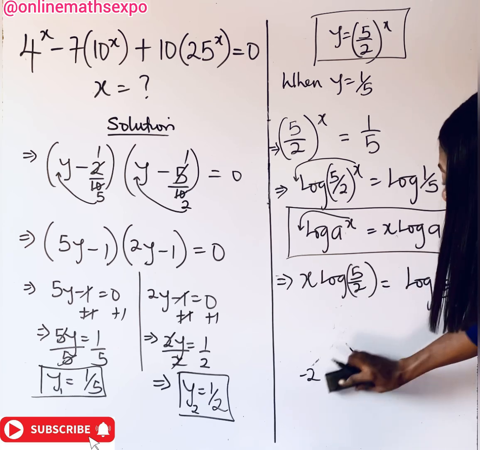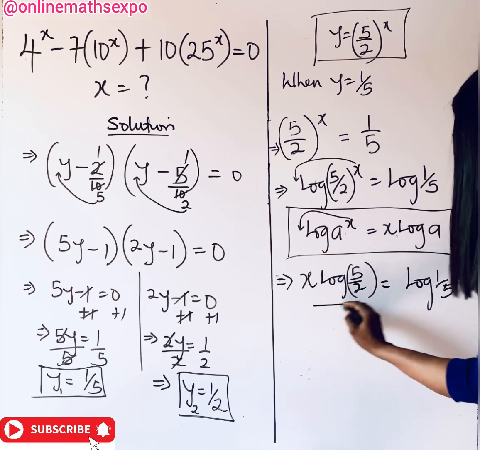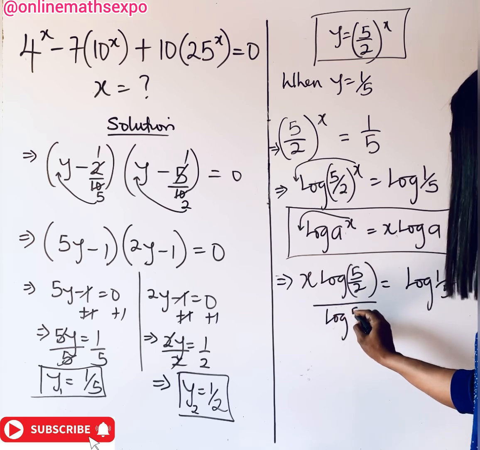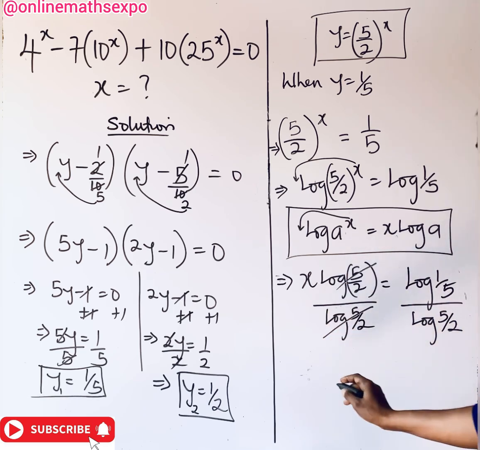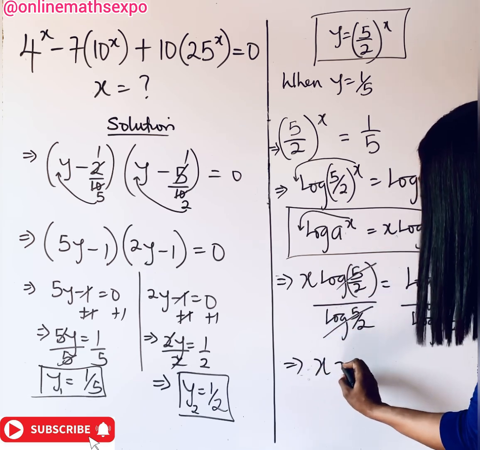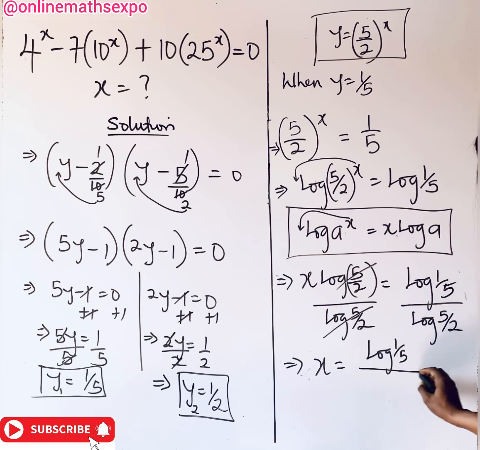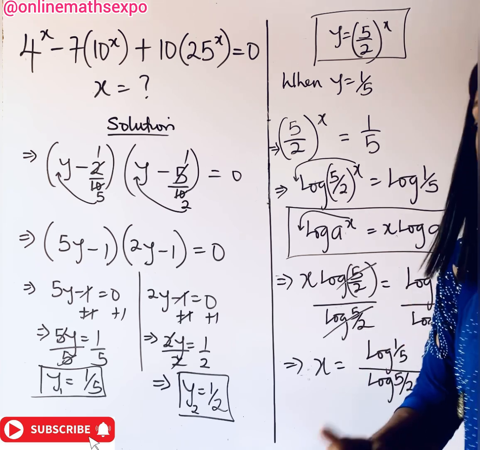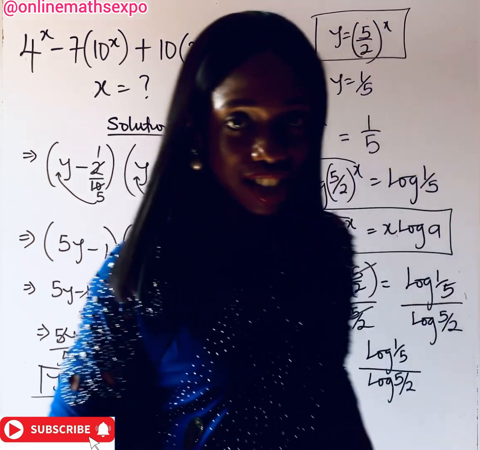Now, to get your x, this becomes the coefficient. So you're going to divide by log of 5 over 2. You also divide this side by log of 5 over 2. So this can cancel, and you are having x is log of 1 over 5 all over log of 5 over 2. But don't be too quick to conclude with this, because this answer is not yet simplified. Now let's simplify it together.